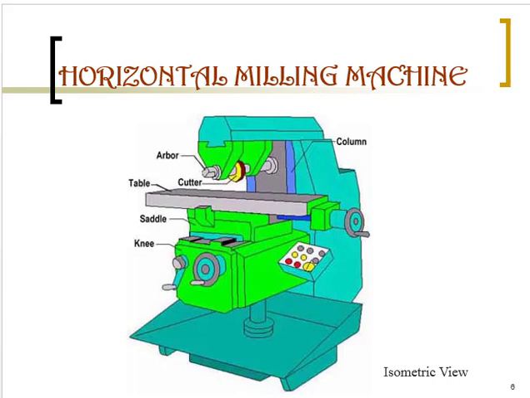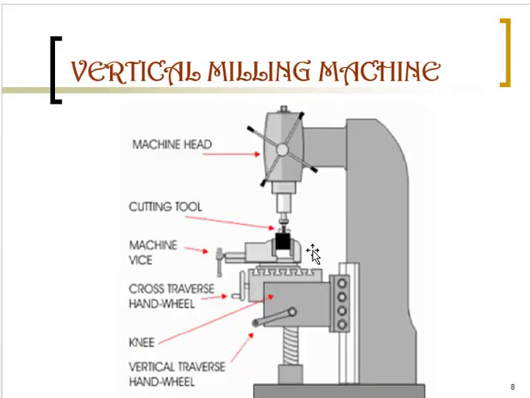Whereas in the case of the vertical milling machine, you can see there, this is the vertical milling machine, and this is the cutter which is mounted here, and this is the axis of the cutter. The axis of the cutter here is vertical, so the name is vertical milling machine. In this case, no arbor is required. Here the cutter will be fixed in a spindle. So this is the vertical milling machine.